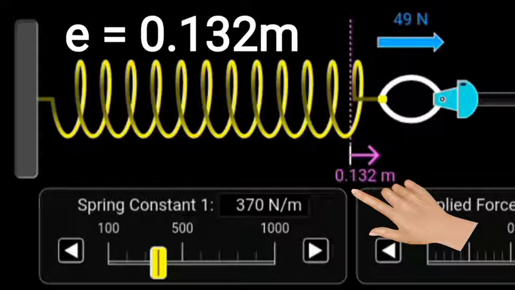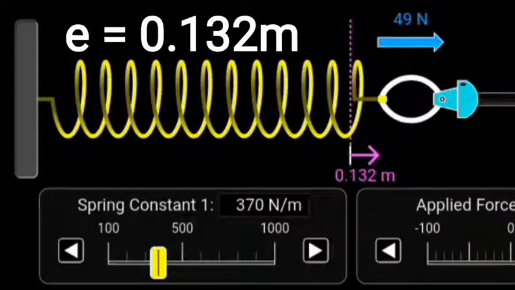And in this lesson, I am representing it with this purple color value, which can also be called displacement, but a traditional or conventional name for it is extension.